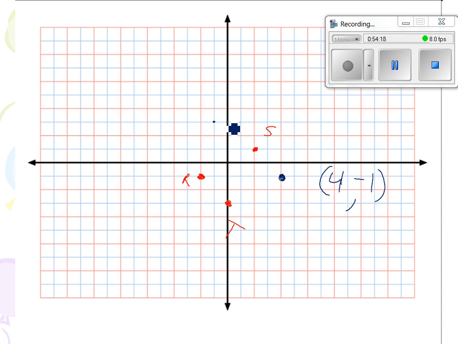Could we do the same thing? We go here, up 2 to the left 2. What should we do from there? Up 2 to the left 2. What's the coordinates of that? 0, 3. So that will work. Are those the only 2?